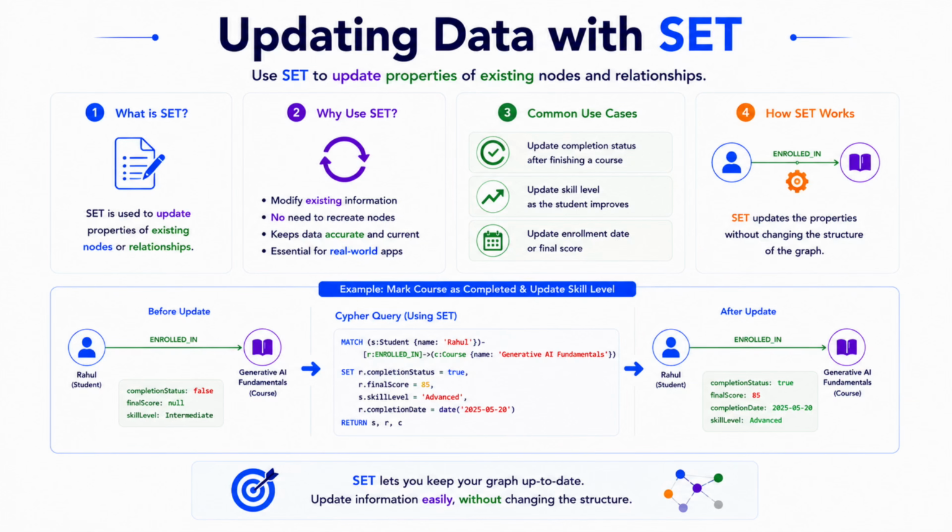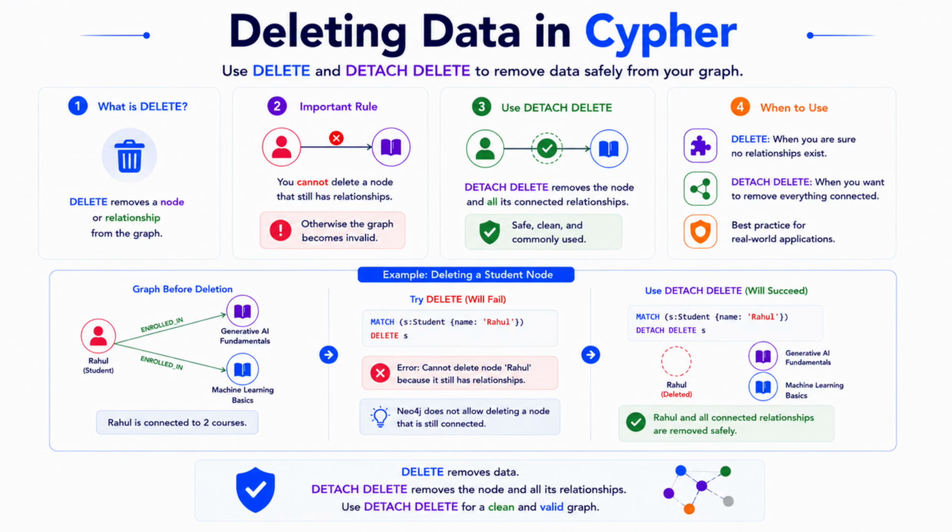Now let us talk about deleting data. Cypher provides the DELETE command. If a node no longer belongs in the graph, DELETE removes it. However, there is an important rule to remember. Neo4j does not allow you to delete a node if relationships are still connected to it. Why? Because removing the node while leaving relationships behind would create an invalid graph.